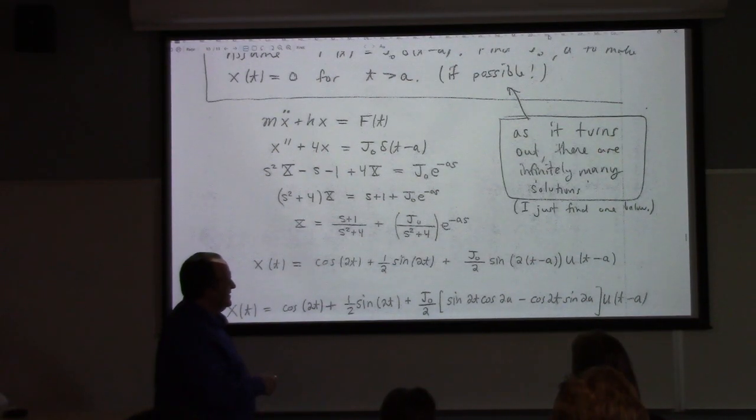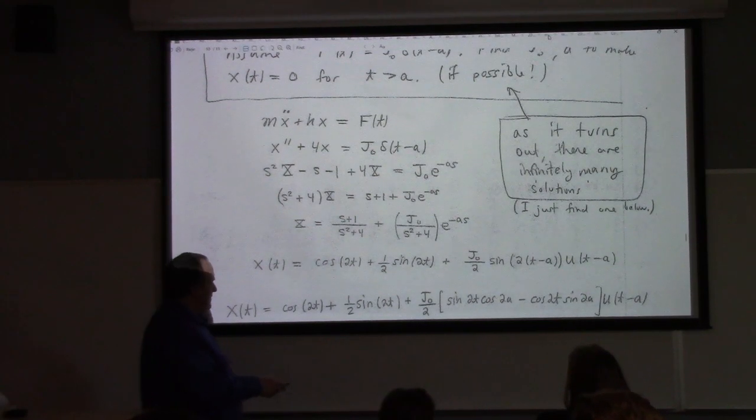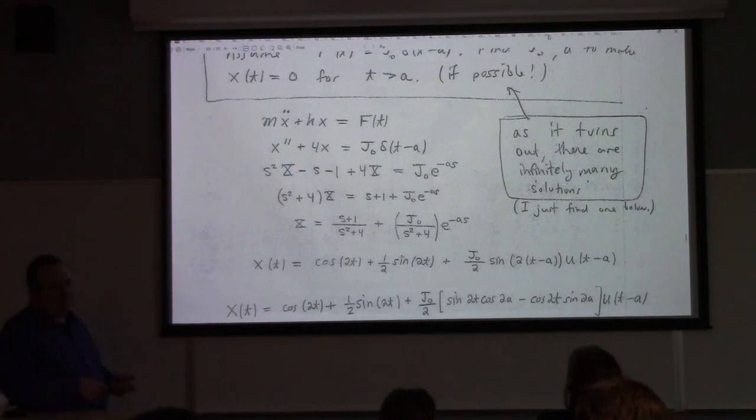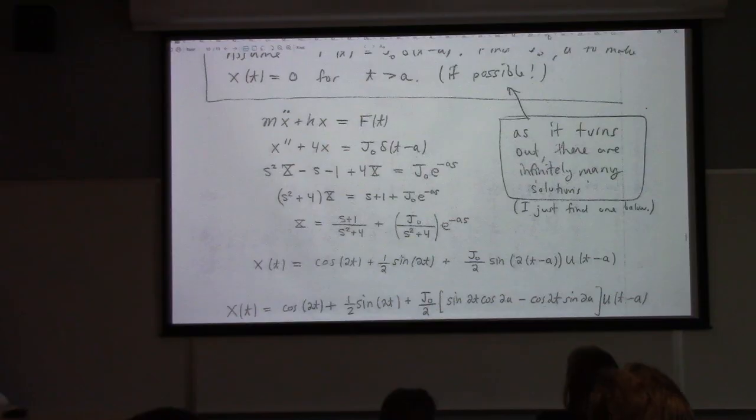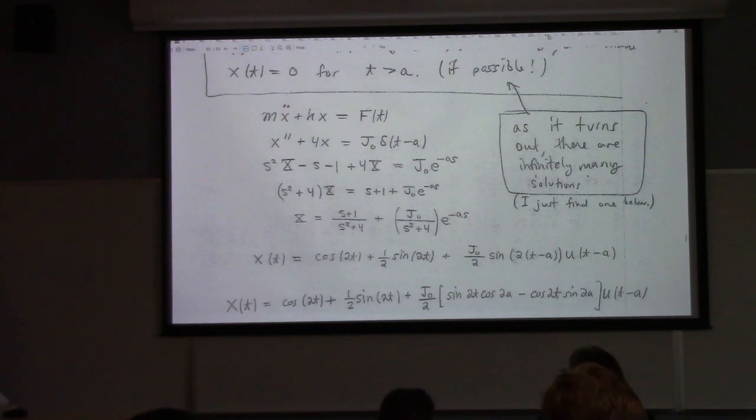Man, the scans are getting worse. And so the inverse transform of this is cosine 2t, and this gives me a 1/2 sine 2t from these two terms. And over here, I pick up a j naught over 2 sine of 2 times t minus a, times unit step function t minus a. And then past this point, it's just me quibbling over trigonometry. How can I make it work out to 0 past that time, you know?